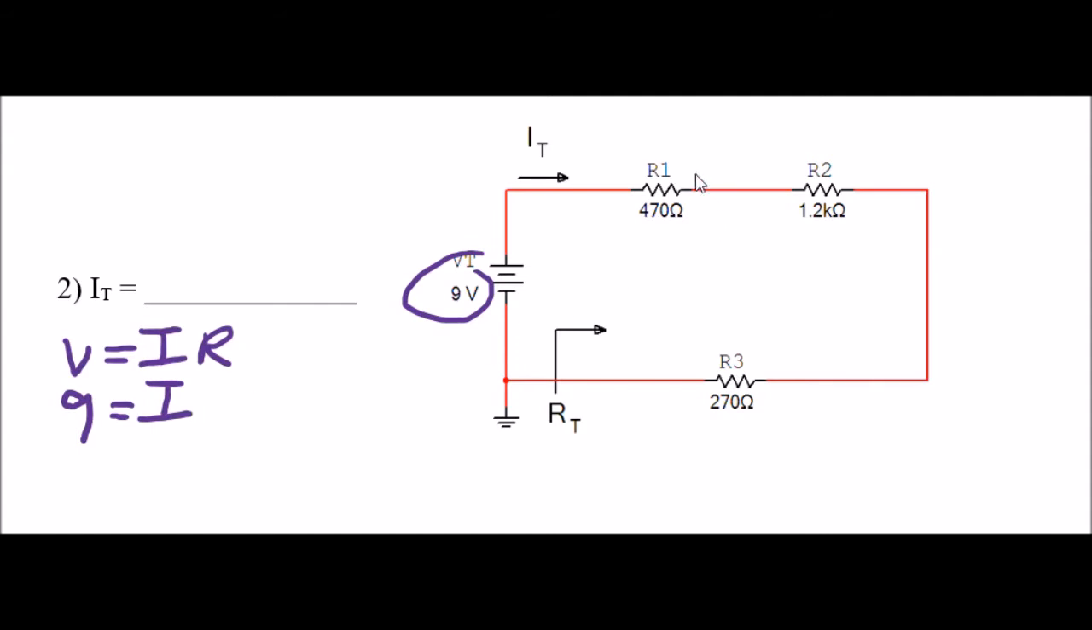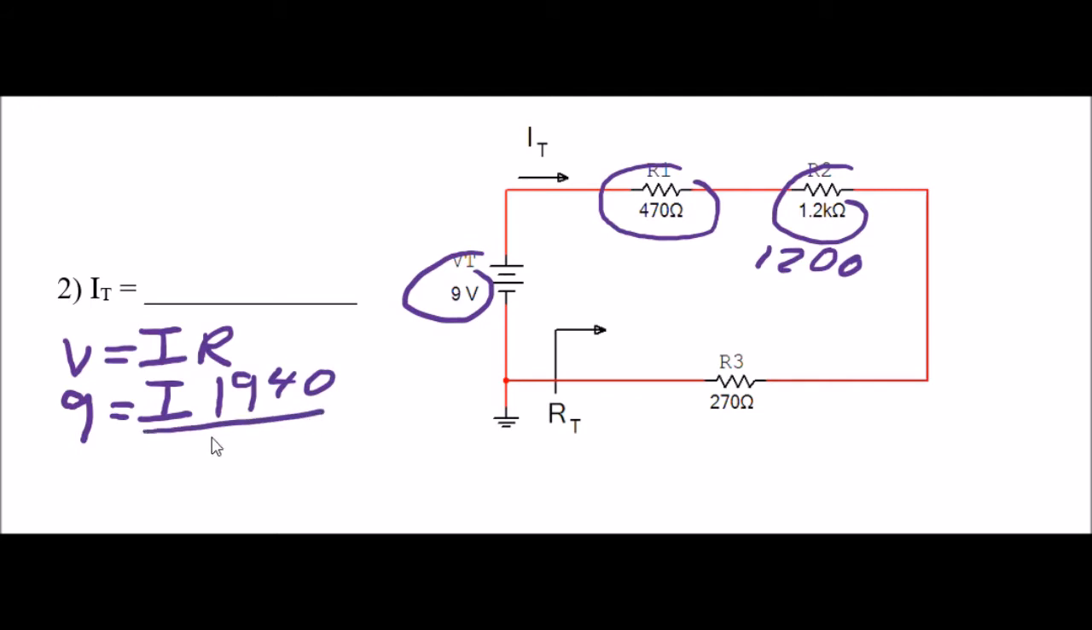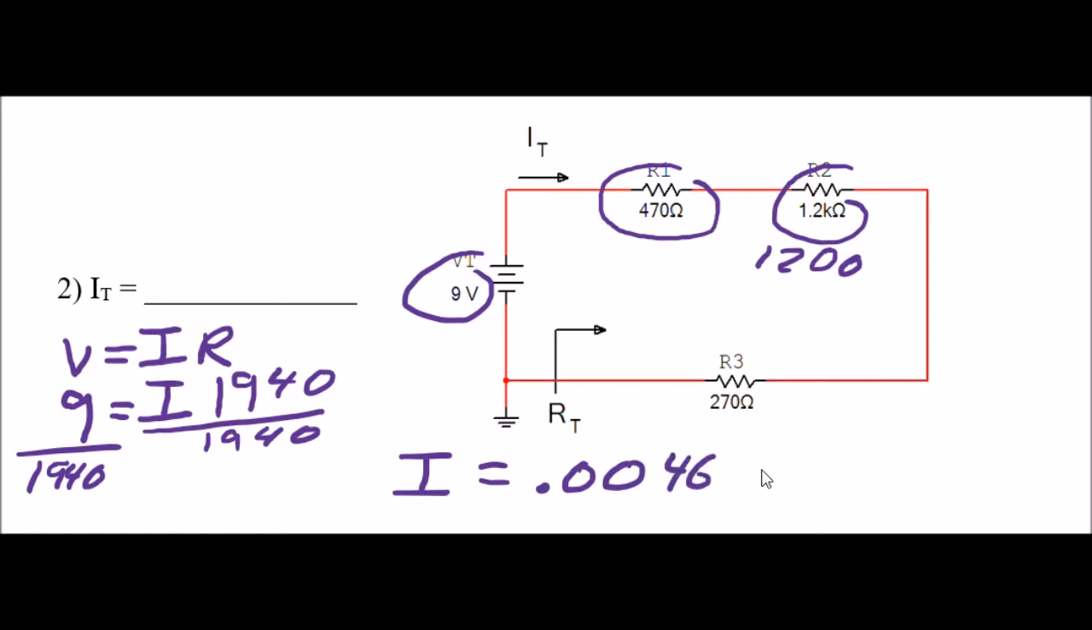These are all in series, so I just have to add these up. 470 plus 1.2 kilo, that's 1,200. Plus 270, and that gives me 1940. I just stuck those in my calculator. Now I just have to divide both sides by 1940 to find current. 1940, 1940, and that gives me a current, or I, of, I'm just putting this in my calculator, 0.00463 9 and so forth.